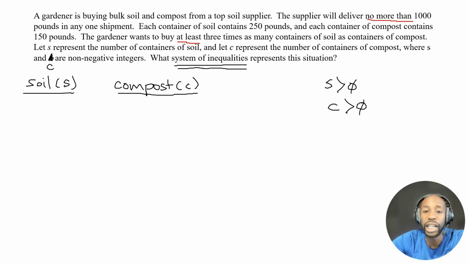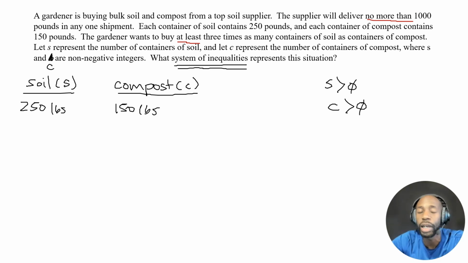Now, each container of soil contains 250 pounds. That's 250 pounds per container. Let me erase that. And then the compost is 150 pounds. So we're going to be able to set up two different equations. One having to do with the pounds of soil, because we know how much each of those is and then we know what total we have. And then the other one is going to be around the number of containers of soil.